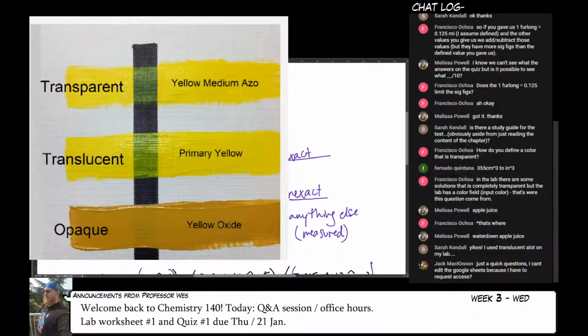Let me see here. Just really quickly about requesting access to the Google Sheets. Review the directions for how to access lab. We covered that in the Wednesday lecture last week that I posted. That will show you how to access Google Sheets. You need to save your own copy. If you send me an email for a request, I delete it because you can make your own copy of it.